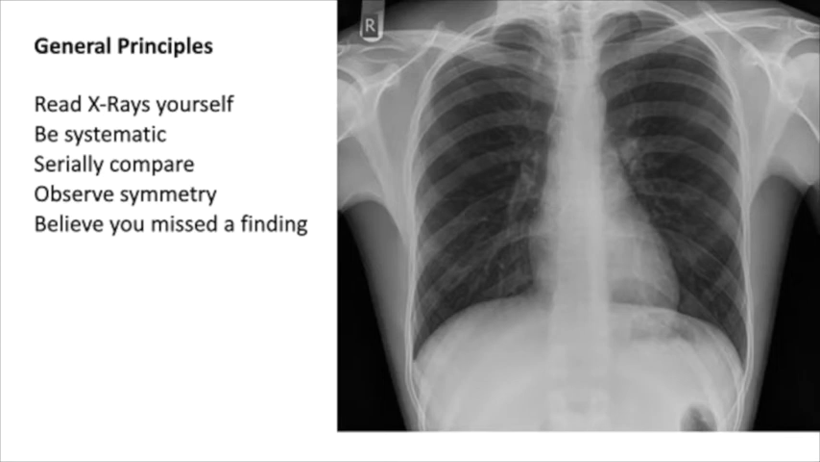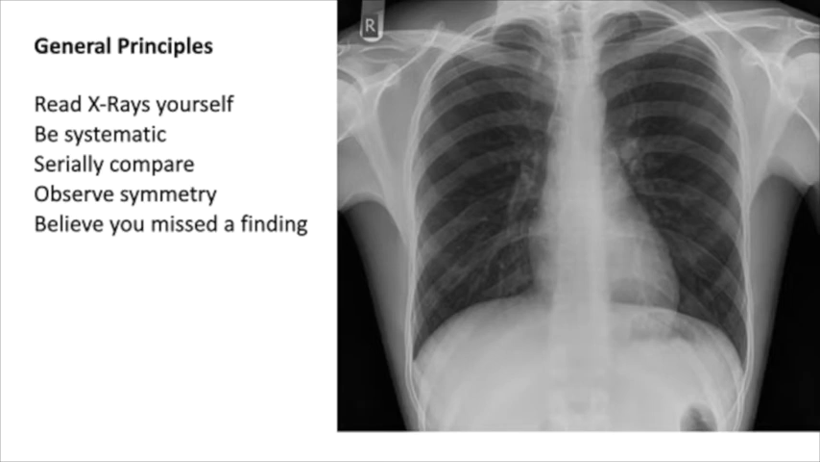Okay, you have to be systematic. You have to serially compare, observe symmetry, and believe you missed a finding. So it's very important. Read the X-ray yourself. Be systematic. Serially compare. That means compare both sides you have. Observe symmetry, and believe you missed a finding.